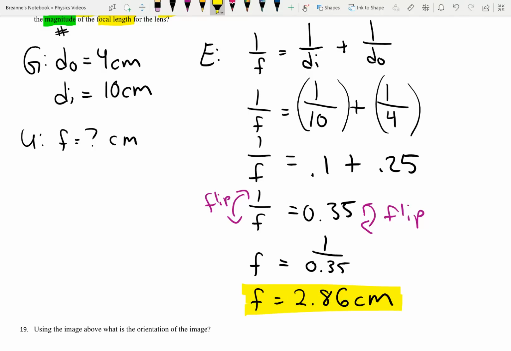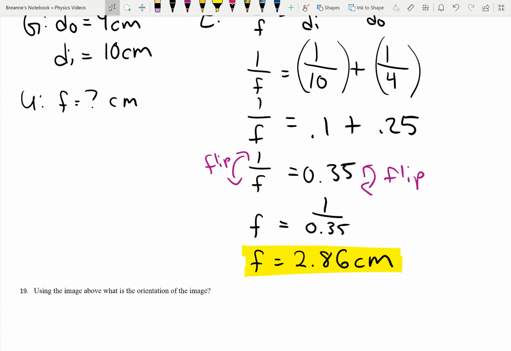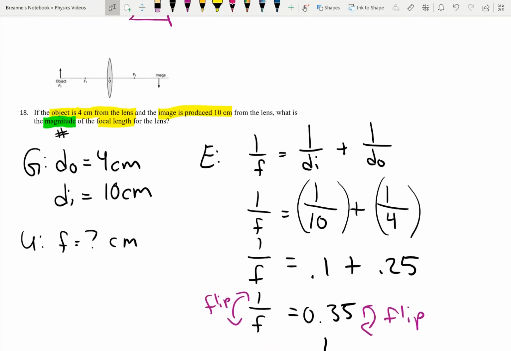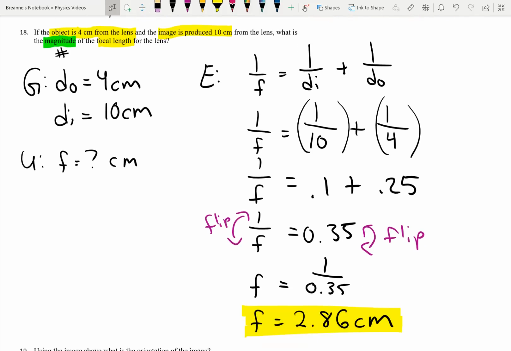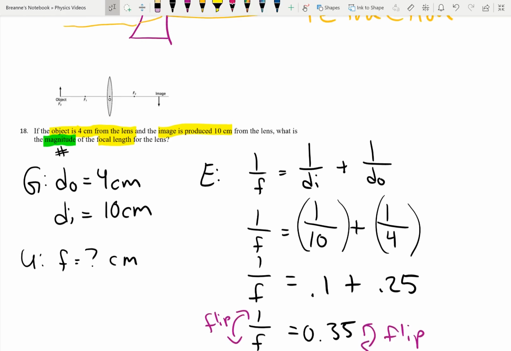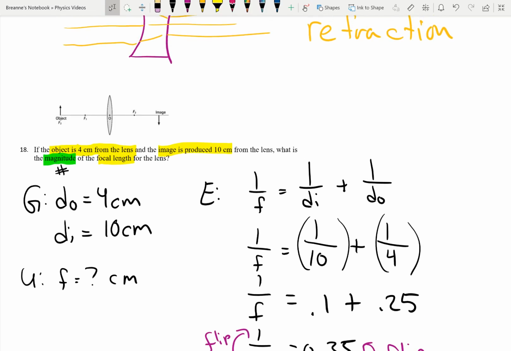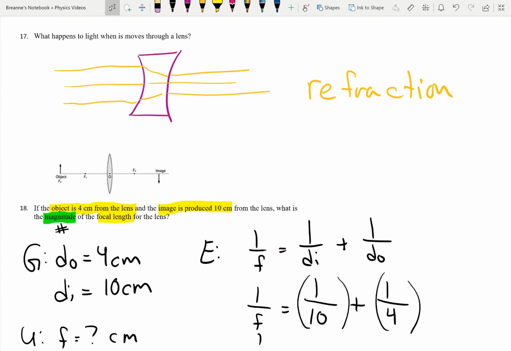So there we go. So using the image above, what is the orientation of the image? It would be inverted, because the image is upside down.